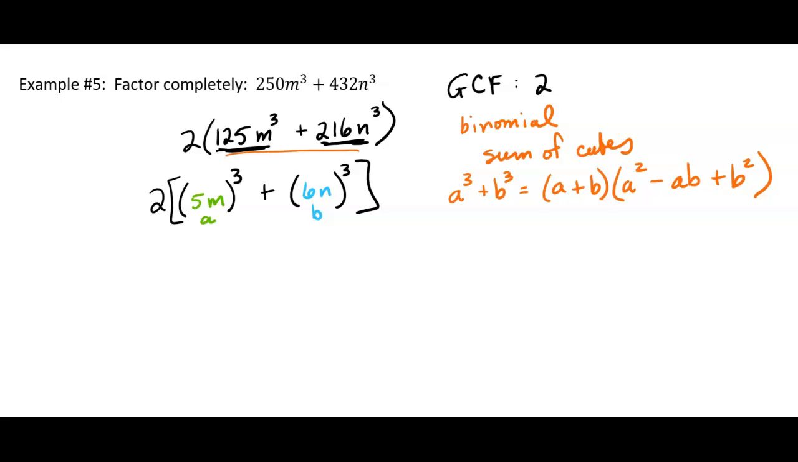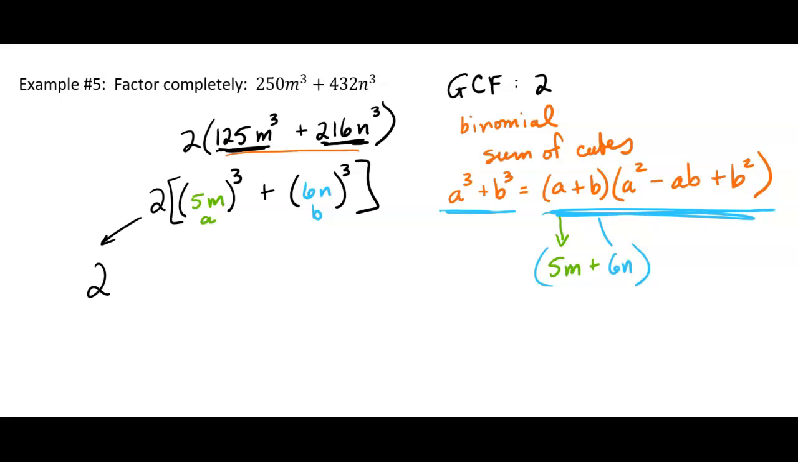So we have this part then. We have this a cubed plus b cubed part, and now we need to write this part. Every a is going to be a 5m, and then every b is going to be a 6n. I'm going to need more room than that, but that's the idea. So let me come over here where I have more room. The 2 is out front. That's the GCF. It's just staying out front there. Okay, now I can put parentheses. I've got the 5m plus 6n. That part's good.